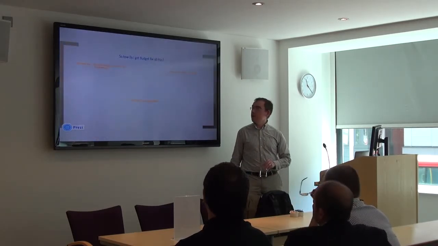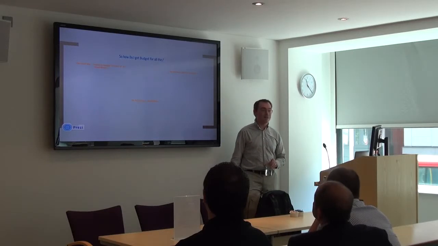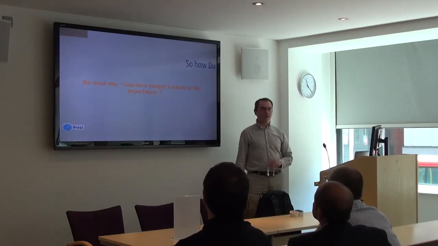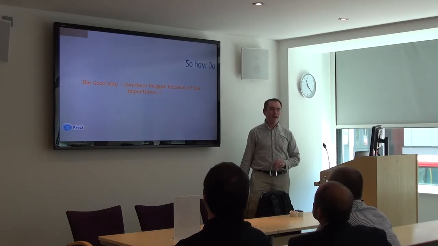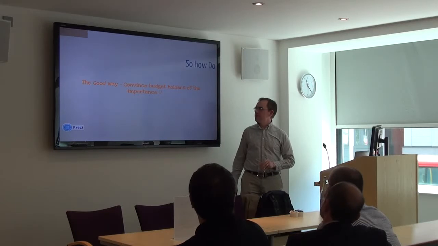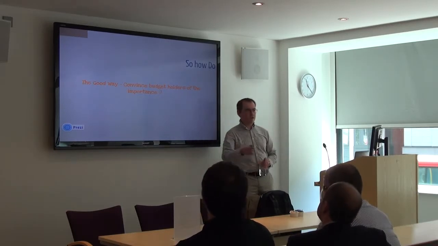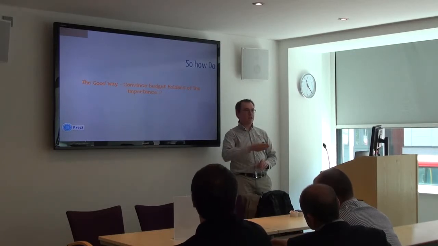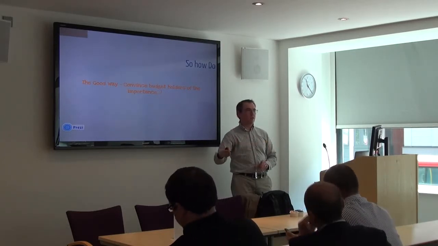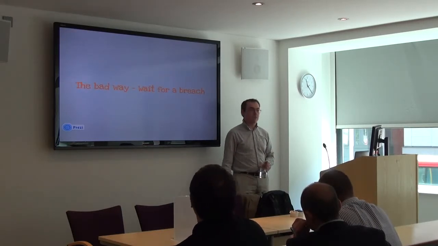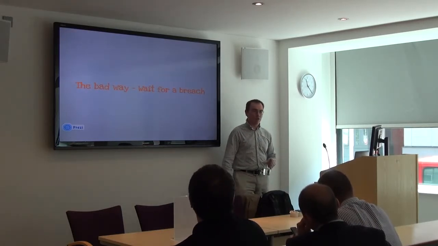So, how do you get money for all this? That's obviously the question that needs to be answered. None of this is free. The good way is to convince the budget holders that this is important. You can go to them and say, look, here's the risk, here's the way the risk profile is increasing, here's the fact that bugs are becoming valuable, here is obviously a trend that we need to follow. The bad way is to wait for a breach. Wait till you get a breach, and you probably get more money.